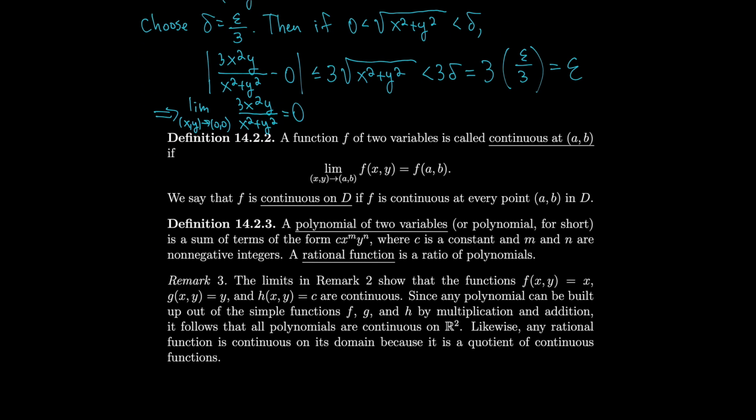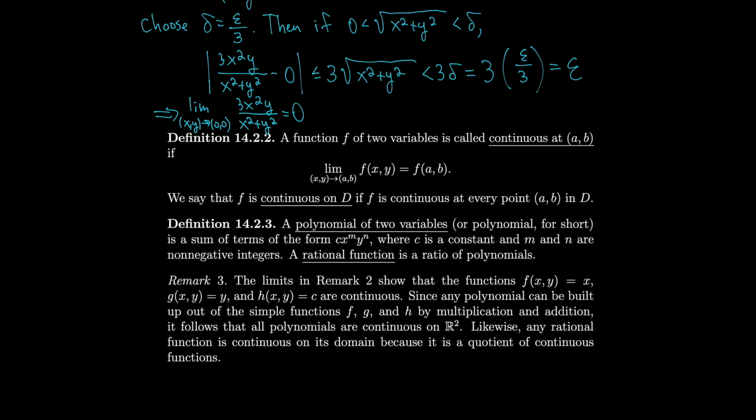Okay, a function of 2 variables is called continuous pretty much the same way that a function of 1 variable was continuous. The limit of the function has to be equal to the value of the function. So we say that f is continuous on a domain D if f is continuous at every point (a, b) inside of that domain D. Then we have a definition of a polynomial of 2 variables, pretty similar to a polynomial of 1 variable, except that you just have another variable in there multiplying each of the terms. And then a rational function is just if you take 2 of those polynomials and divide them.